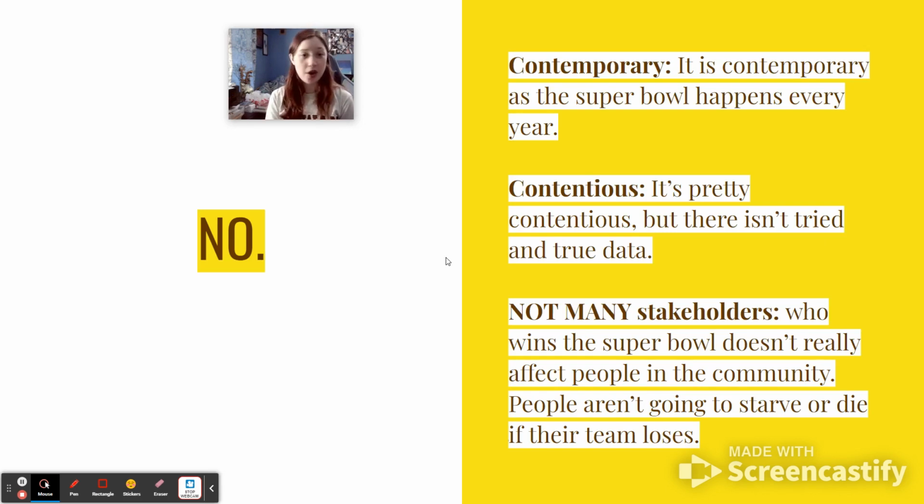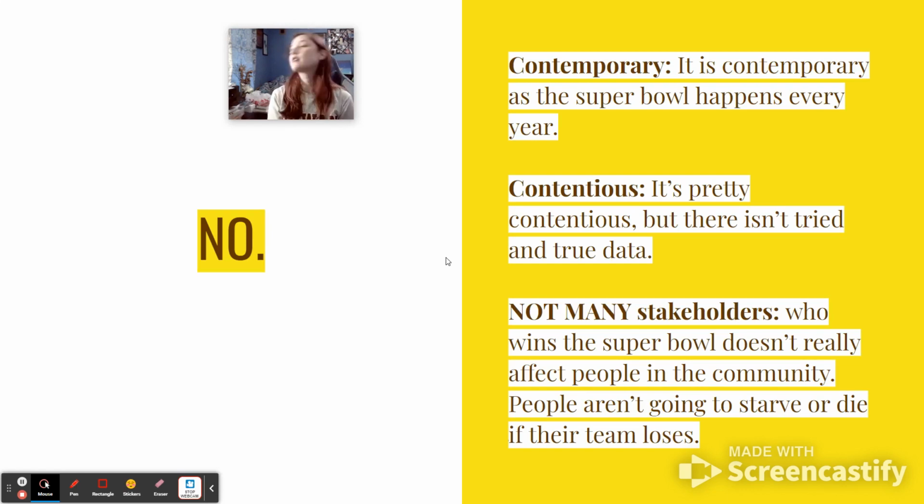It is contemporary, obviously. It happens every year. And it's happening next weekend. Contentious. It's pretty contentious, right? I mean, who's going to win this? Some people say it's the Chiefs. Some people say it's the Eagles. Some people don't care at all and are just here for the halftime show. There's contention. But there isn't really tried and true data. So that's where it kind of becomes a problem.